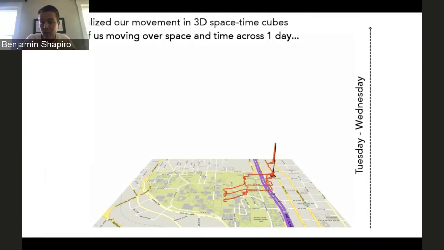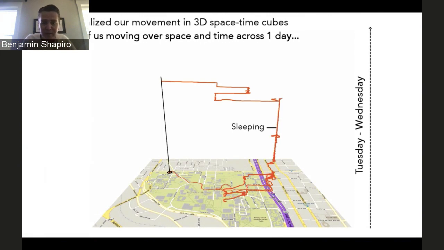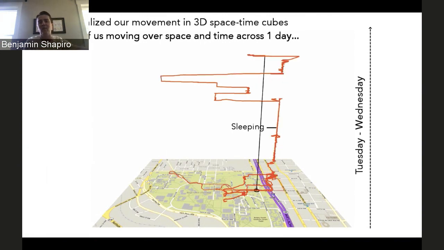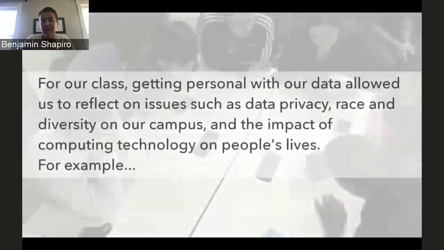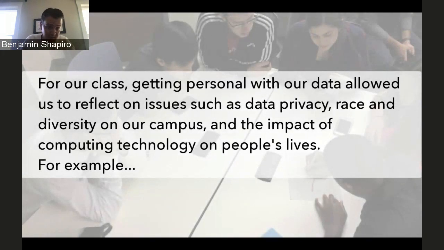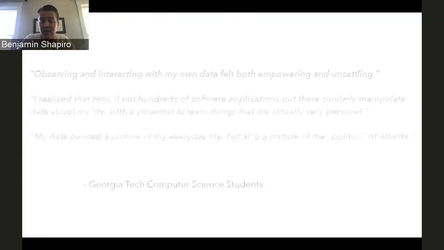This is what it looks like when you flip your movement into 3D in some of these visualization tools. And again, the purpose here, so time is now going up. That long straight line is actually a student sleeping. Right? And now they're moving again, they're coming back into campus. So it gives you a quick feel of what these visualization tools of physical movement data can provide for your students. And of course, you can direct activities around them. For us and for this class, it was really focused on issues like data privacy, race and diversity on campus, and the general impact of computing technology on people's lives.